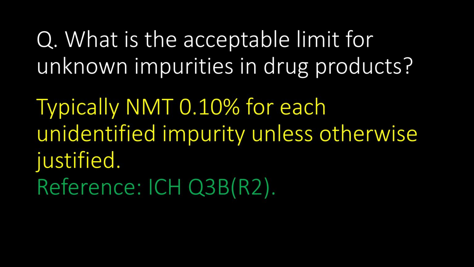What is the acceptable limit for unknown impurities in drug products? Acceptable limit for unknown impurities in drug products is typically not more than 0.10% for each unidentified impurity unless otherwise justified. Reference ICH Q3B R2.